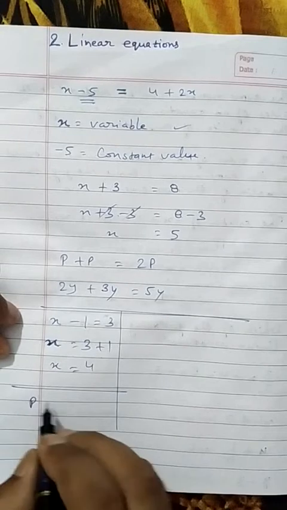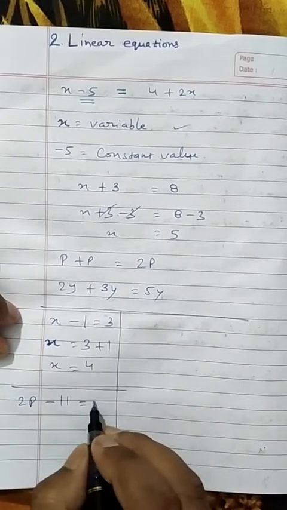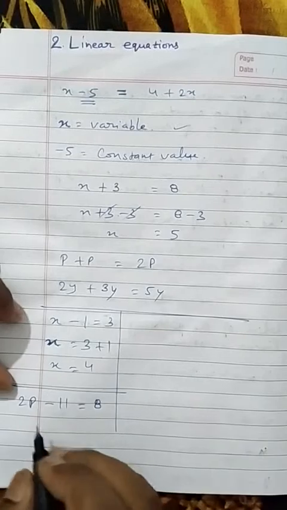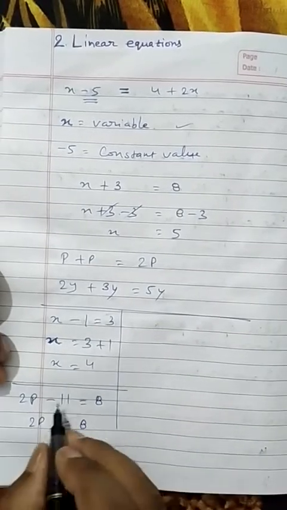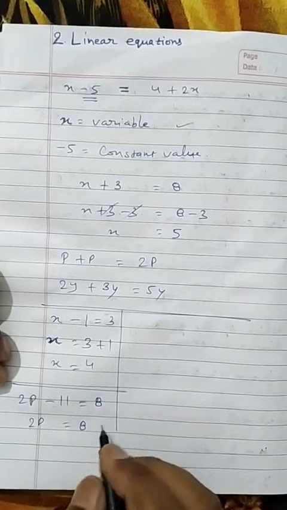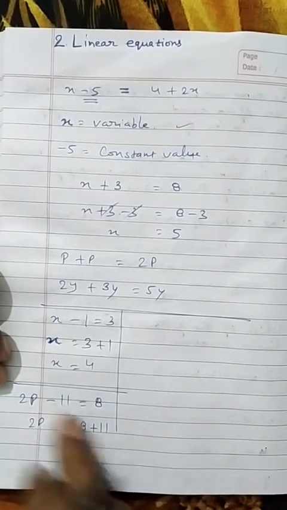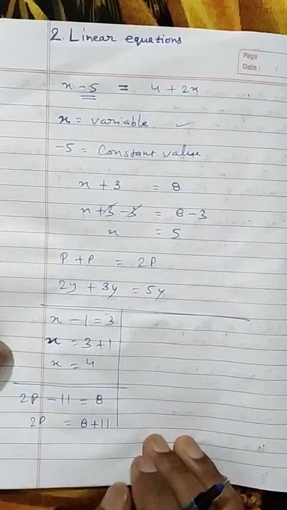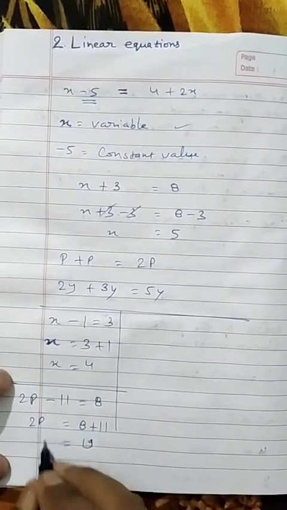Suppose we have 2p minus 11 is equal to 8. So this is 8. This minus 11, when it changes its side, it becomes plus 11. So when side changes, the sign also changes. 8 plus 11 gives you 19.